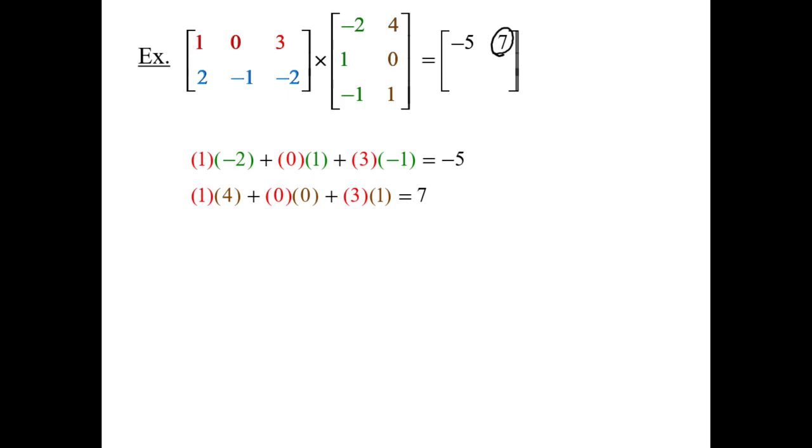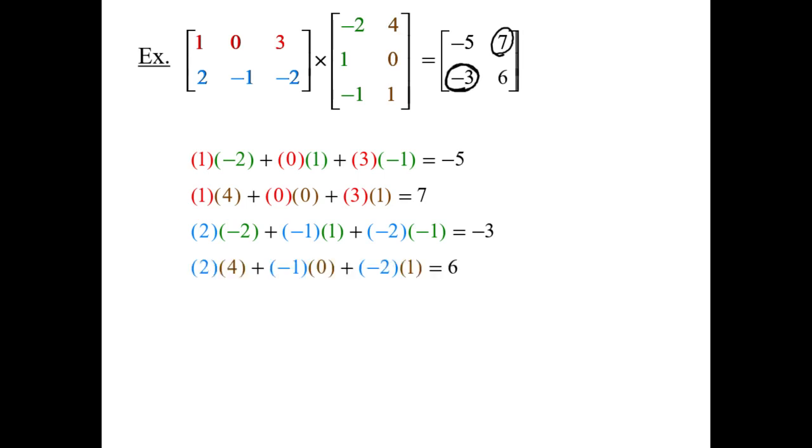And I just keep doing this. Next up, I've got the blue row times the green column. So row 2 times column 1. When I get that result, it goes in row 1, column 2. I said it wrong. I'm sorry. That was row 2 times column 1. So the result goes in row 2, column 1 of my answer. And then finally, we have the blue times the brown. So row 2 times column 2. The result goes in row 2, column 2 of my answer. We'll do a few examples of this, but this is what I mean by matrix multiplication.